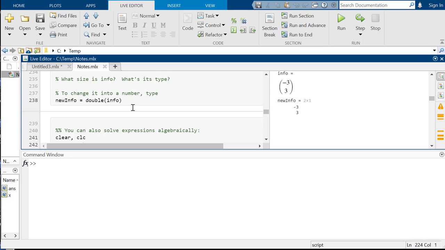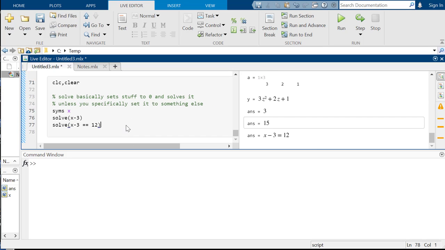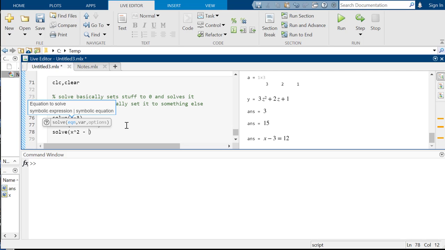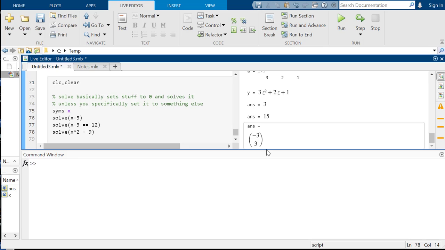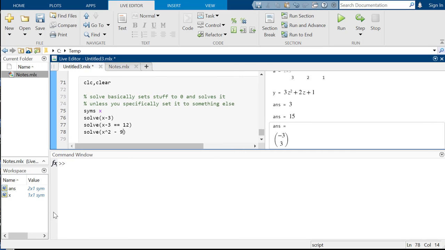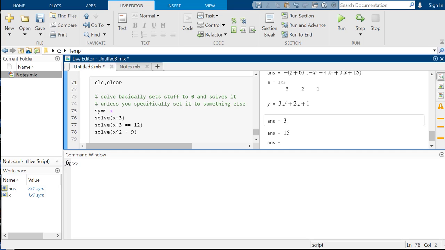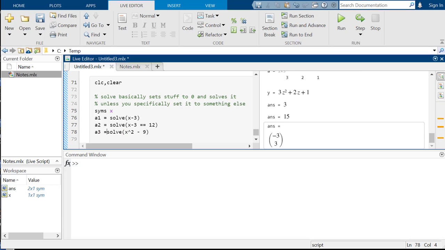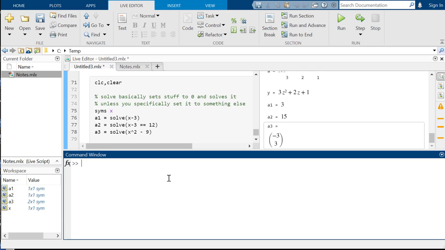Let's see, how can I make this pretty? All right, let's do x squared minus 9. Something in general that you could see, looking here, all these things that are the answers, let's call them a1, a2, and a3. Whenever I solve these, note that the type of the answer is a symbol. So if I come in here and say a1 plus 3, it's going to tell me 6, but again, the answer is a symbol, which maybe isn't going to be a problem.